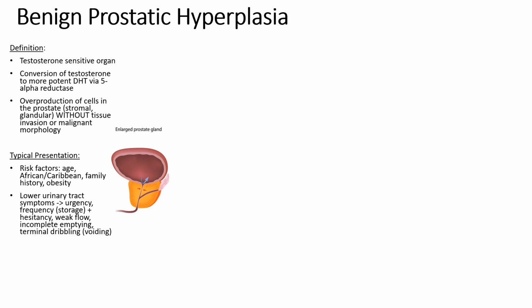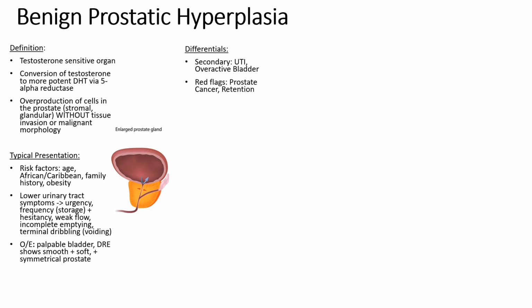On examination, patients might have a palpable bladder from retaining all that urine, but a DRE is essential for diagnosing BPH. You'll feel a soft, smooth, and symmetrical prostate on DRE. So when thinking about differentials, it's always good to structure it into secondary differentials and red flag differentials. We can then use our differentials to guide our investigations moving forward. So for BPH, the secondary differentials could be a UTI or an overactive bladder, whereas our red flag differentials to look out for are prostate cancer and acute urinary retention.